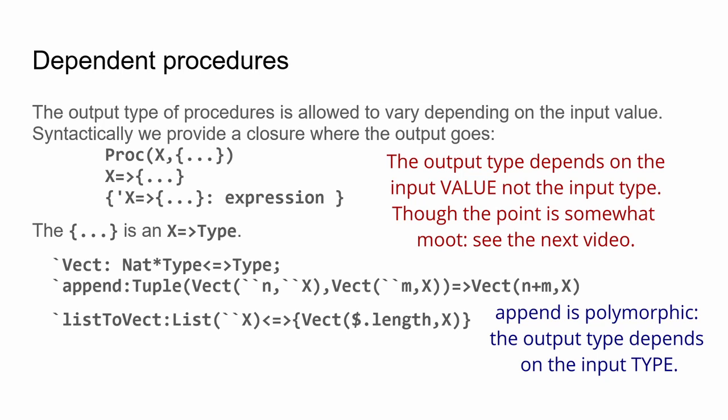But if we want to convert a list to a vector, then the output type depends on the length of the list, which is not known at compile time. So this is an example of a dependent procedure where the n part of our vector n comma x is $.length, which is the length of our list.